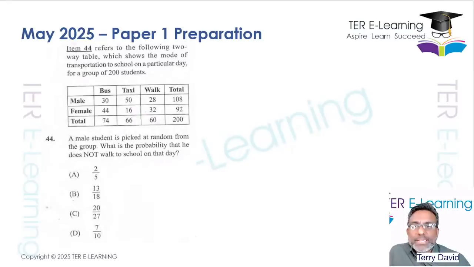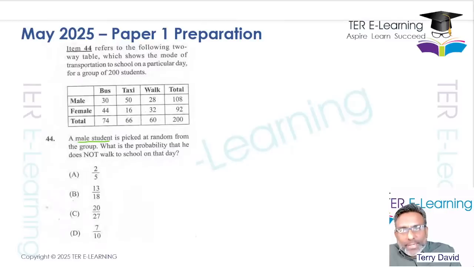Right, people are saying the answer is C. Let's check that. A male student is picked at random. So again, read this question carefully. They said a male student is selected at random. That changes what your sample space is. Instead of selecting out of the 200, you're actually selecting out of the males this time. So the males in this case is 108.